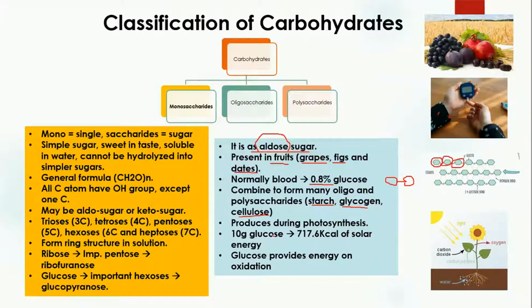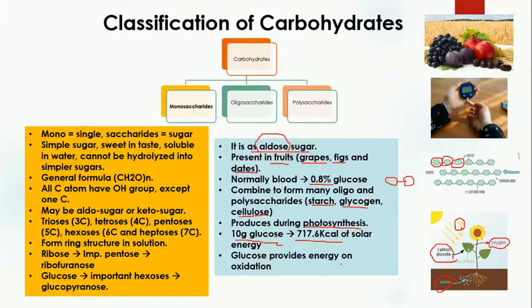Glucose is produced during the process of photosynthesis. In photosynthesis, the plants take carbon dioxide in the presence of sunlight and water. They convert these into glucose with the release of oxygen. 10 grams of glucose provides 717.6 kilocalories of solar energy. This amount of energy is stored in the glucose in the form of chemical energy.